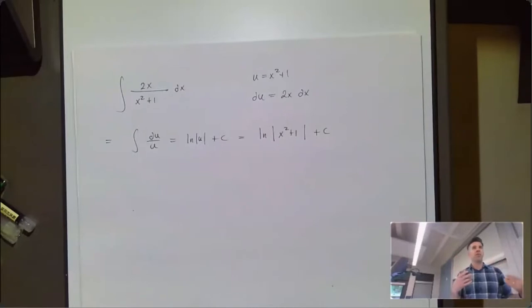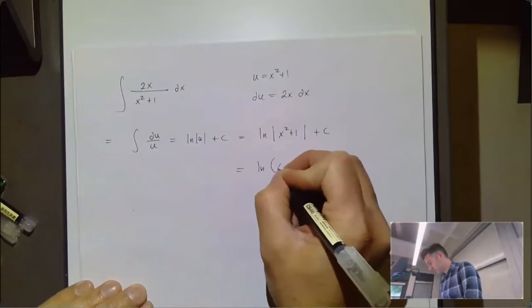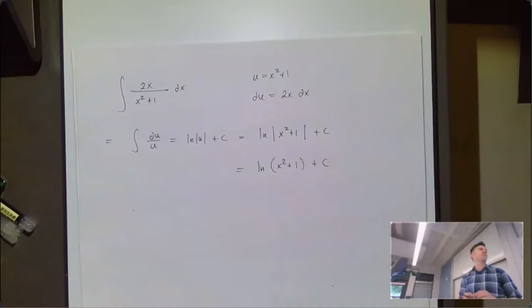Now, what I actually want to say about this is if you're looking at a solutions manual and you see this problem, you'll probably see the answer written in the following way: the natural log of the, not absolute value, of x squared plus 1 plus c. Why wouldn't I write the absolute value there? The reason is x squared plus 1 is always positive no matter what x is. So I don't need the absolute value there because the stuff inside never is negative anyway.